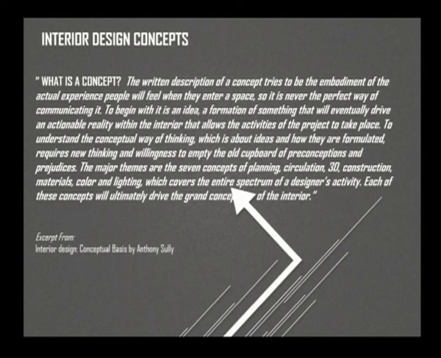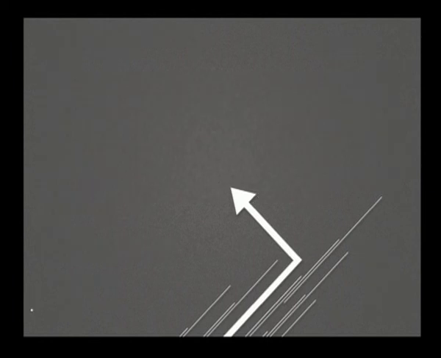The major themes are the 7 concepts of planning, circulation, 3D, construction, materials, color, and lighting. These things pretty much affect your design massively. And this pretty much covers the entire spectrum of the designer's activity while he's doing actual design. Each of these concepts will eventually drive the grand concept of any given interior. What we're going to do next is look at a sample of interior design concepts.